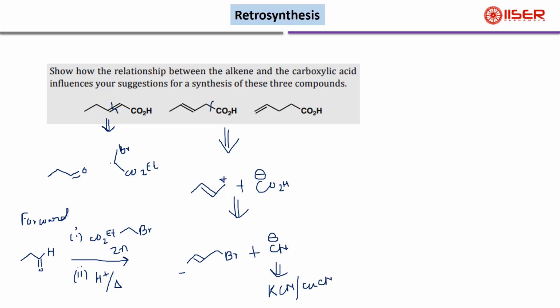So this CN minus will attack this carbon to substitute the bromine. Then through hydrolysis we can get this CO2H group. What will happen in this case? What will be the retrosynthesis of this one?